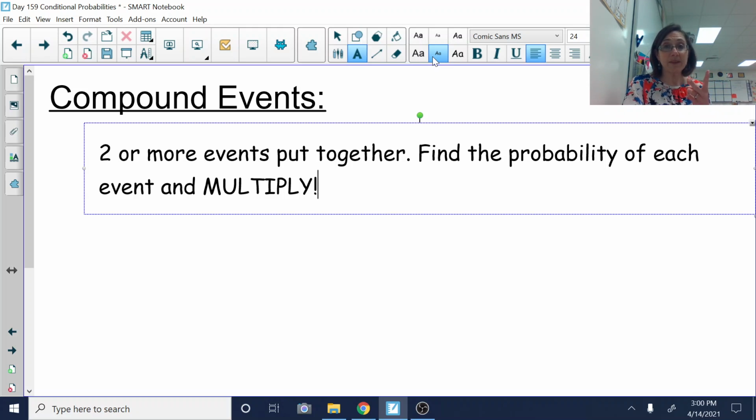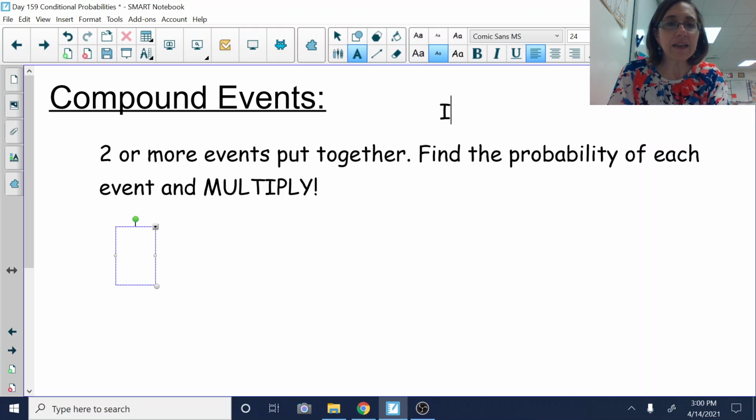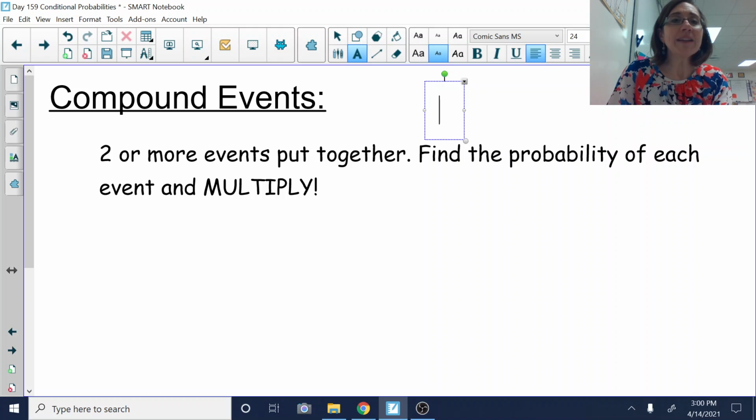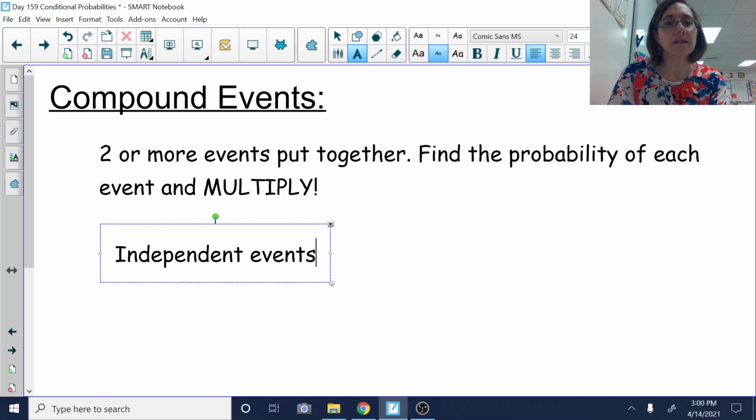Now, there are two types of compound events. We have independent events and we have dependent events. So let's look at those. What does it mean to be independent? I am independent. I'm an independent woman means I stand alone. I can stand by myself. Independent events. So for this, that means that the two events stand alone.